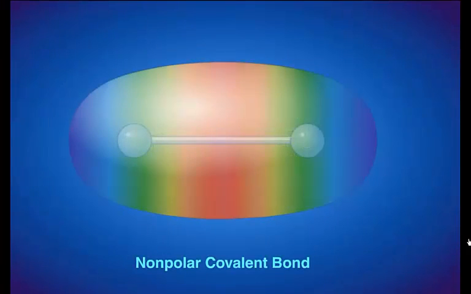The distribution varies according to the colors of the rainbow. The most electron-rich region is shown in red, in this case the region between the two nuclei, and the most electron-poor region is blue.